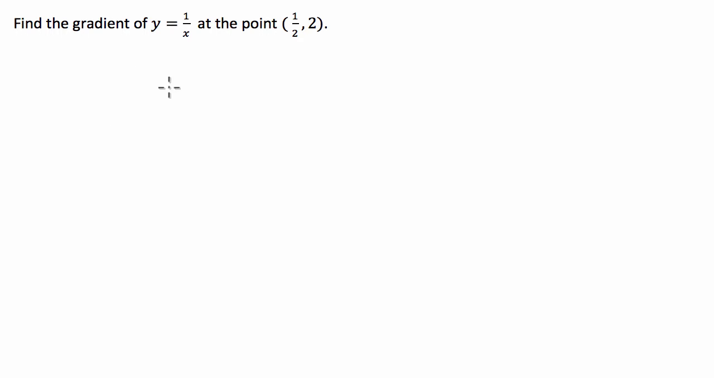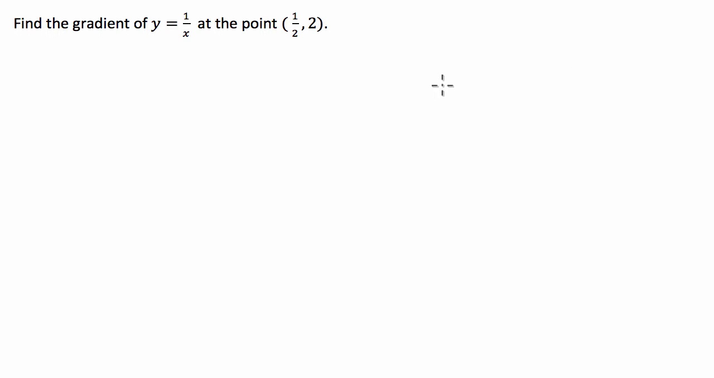G'day guys, we've got a calculus question here today where we have to find the gradient of the function y equals 1 on x at the point (1/2, 2). What we're going to have to do today is find the derivative of this function, and then we can enter in the point x equals 1/2, and we're going to be able to find the instantaneous rate of change of y equals 1 on x at this particular point.